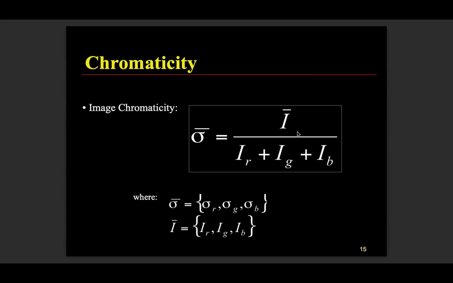And if we have chromaticity sigma in this case, so we have sigma R, sigma G, sigma B, and we have IR, IG, IB. I is three-dimensional information because you have R, G, and B. And how about chromaticity? What is the dimensionality of chromaticity? It's only two dimensions. Because sigma R plus sigma G plus sigma B equals one, it's a two-dimensional information. So chromaticity is 2D, RGB is 3D.